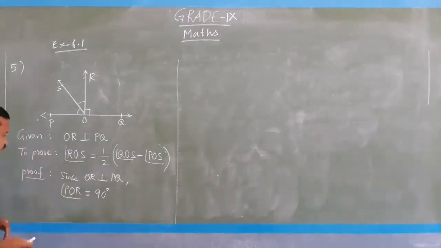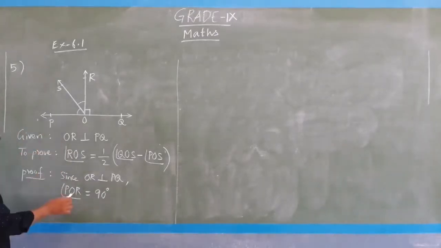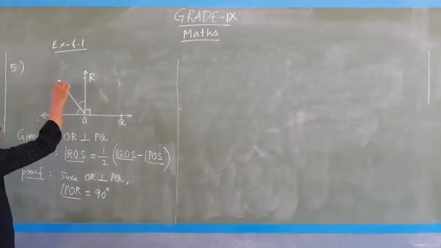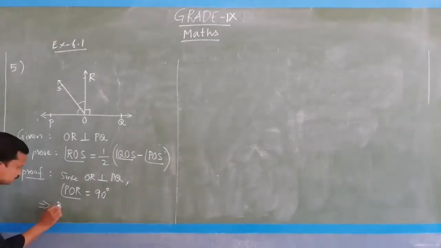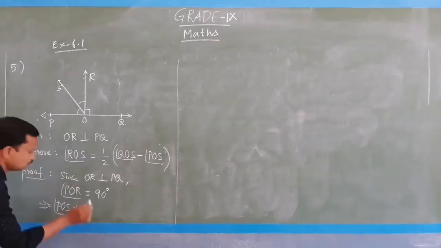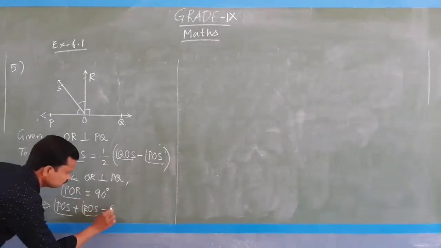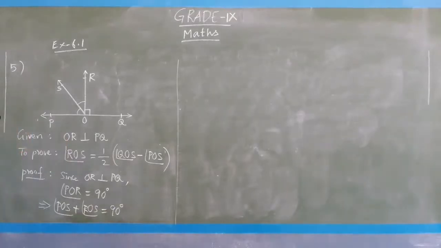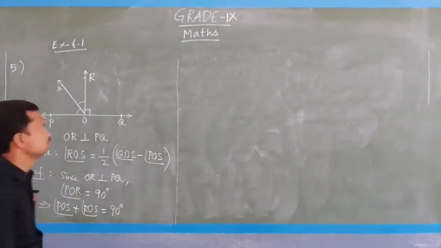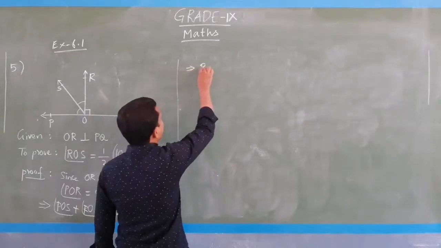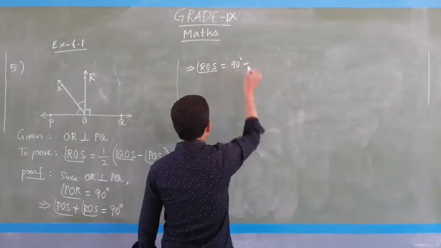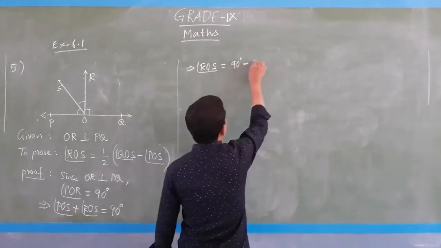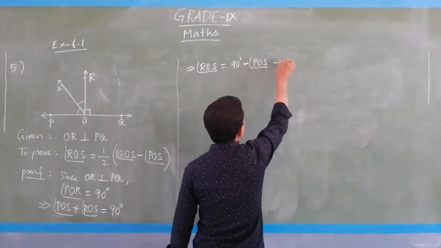So now we can write this POR as POS and SOR. Okay, children, so it implies POS plus ROS is equal to 90 degree, and we need ROS. So keep it on the left. This implies ROS is equal to 90 degree minus POS. Let it be equation number 1.